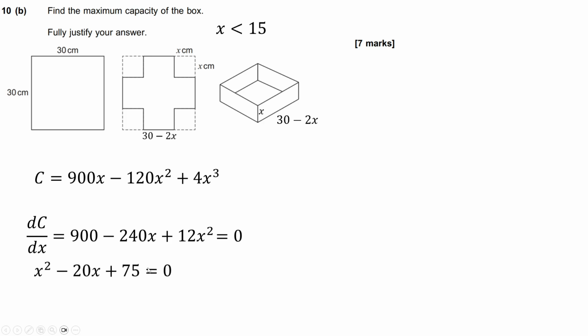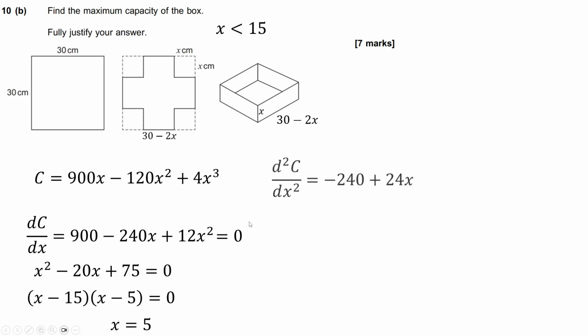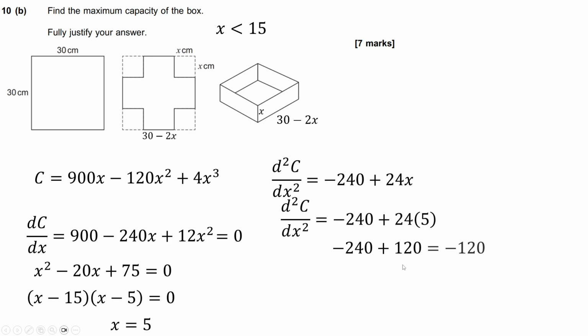So that equals 0. Divide by 12 on both sides, you get this. You can factorize that into this. x cannot equal 15 because it's less than 15, so x equals 5. We want to show that this actually is a maximum. So if you check the second derivative, so just differentiate this again, you'll get that. Plug in x equals 5, and you'll get minus 240 plus 120, which is minus 120. Therefore, it is a maximum. And this is the value of x which maximizes this function here.